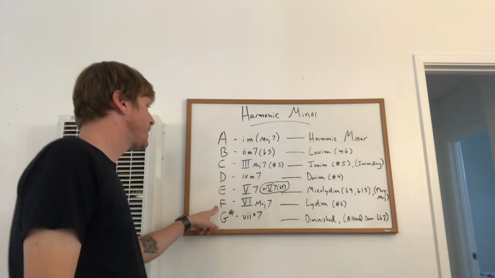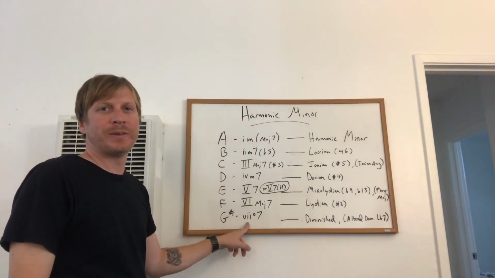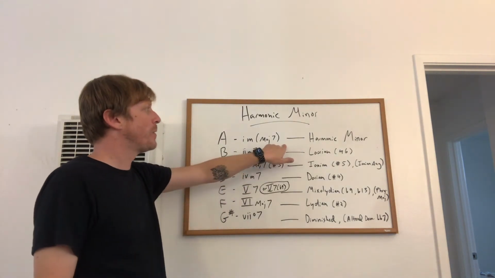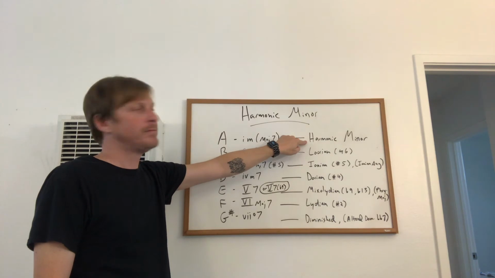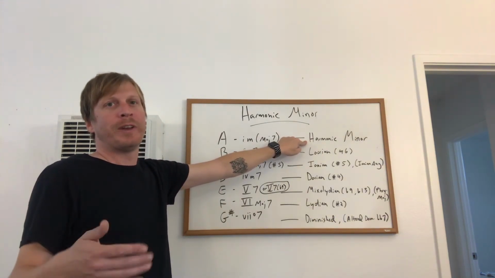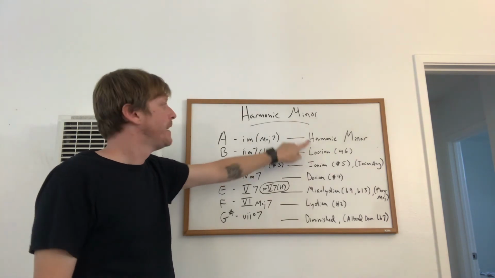And then for the 6th chord, we have a major 7. And then for the 7th chord, we have a diminished 7 chord, okay? And so the scales that match these chords, for the 1 chord is the harmonic minor, okay? Which is basically a minor scale with a raised 7th or natural 7th, as opposed to a flat 7 like in a natural minor key.